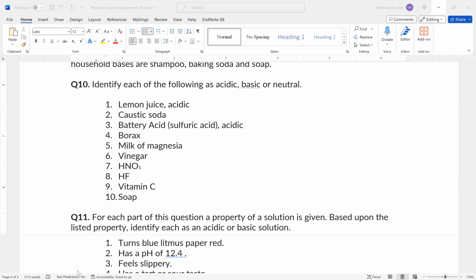Soap is a base. Oh no, I lied. Soap is basic. Well, it's a base. That's fine. Base or basic, it doesn't matter, but Google says otherwise, I guess, but I'll just say base because that's what I wrote in the first answer. Borax. I think borax is acidic, but I could be wrong. Nope, it's a base.